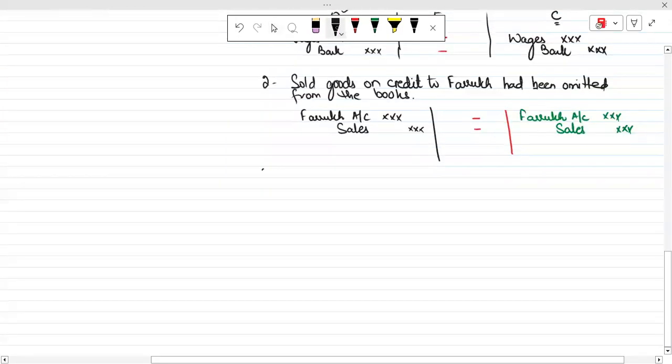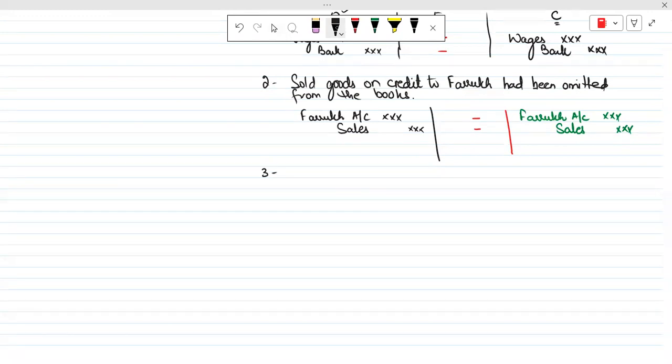Another example of error of omission is sales return from Akbar not recorded in the books. Now see, not recorded in the books, we have already identified this is an error of omission.